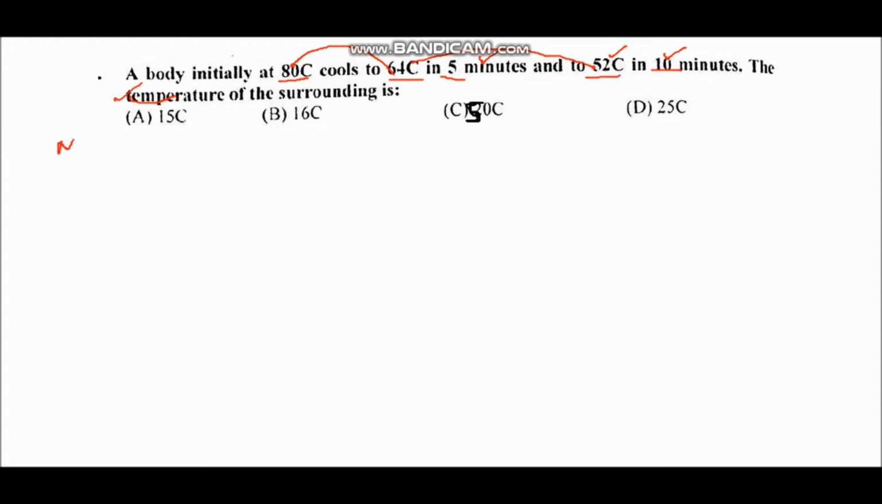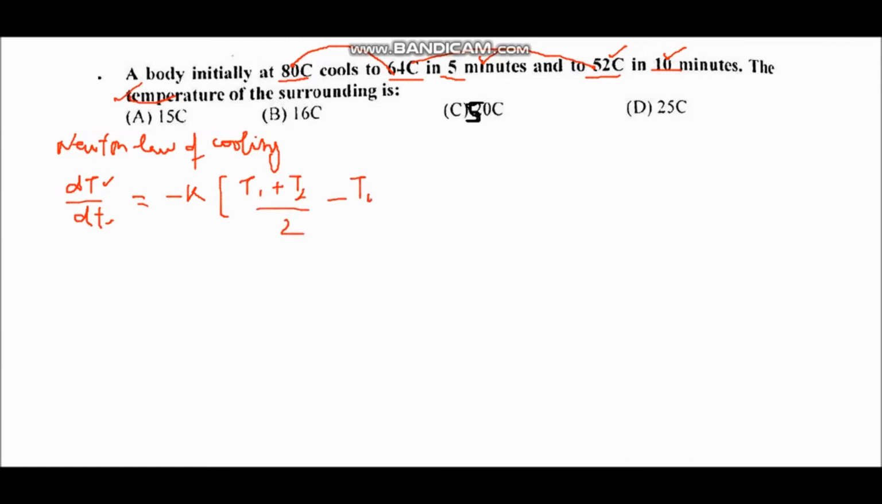So here we apply Newton's law of cooling. According to this law, the rate of change of temperature dT over dt, where capital T is temperature and t is time, is equal to minus K times (T1 plus T2 over 2 minus T0). Here T1 and T2 are the initial and final temperatures, and T0 is the temperature of surroundings. K is a constant. We have to find T0 in this case.